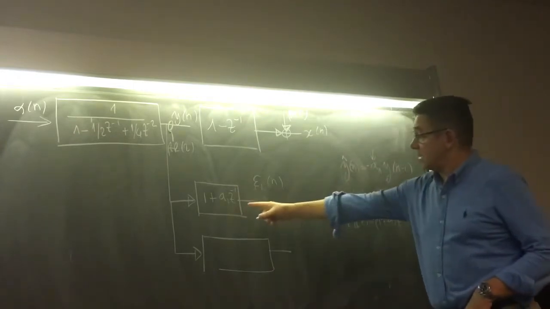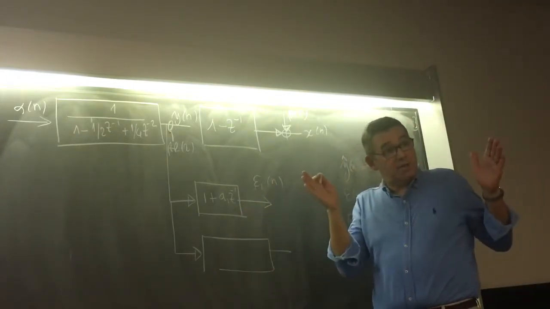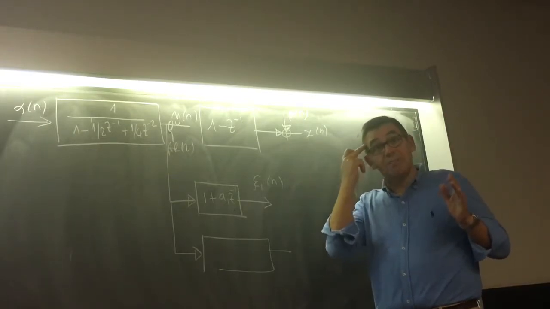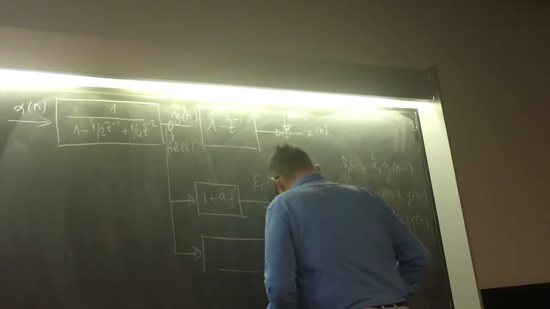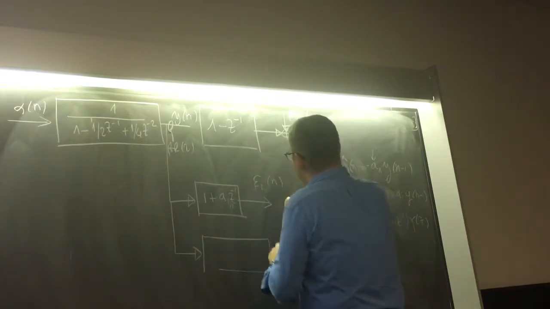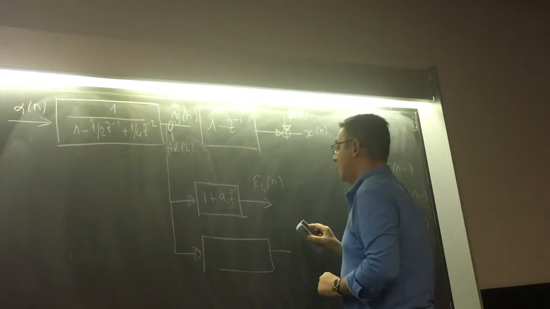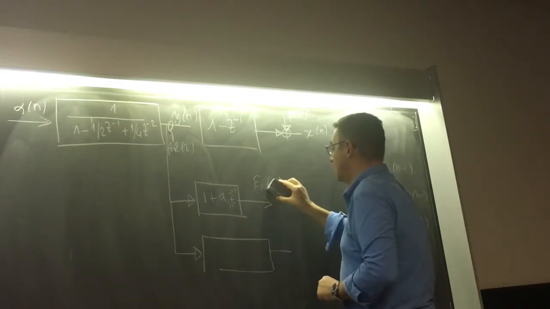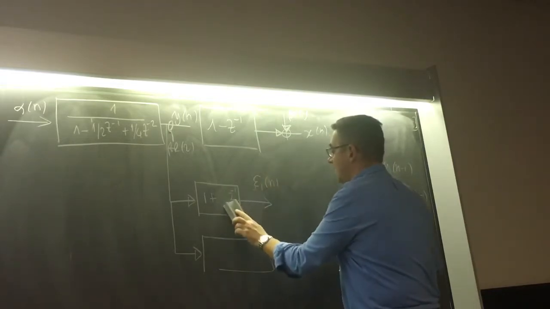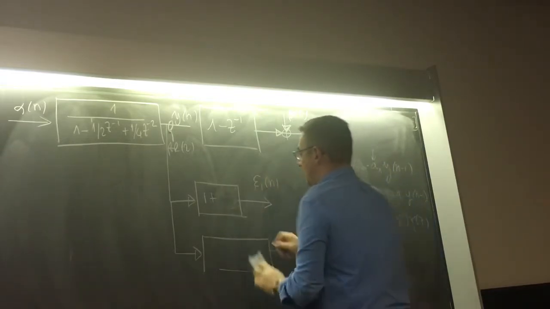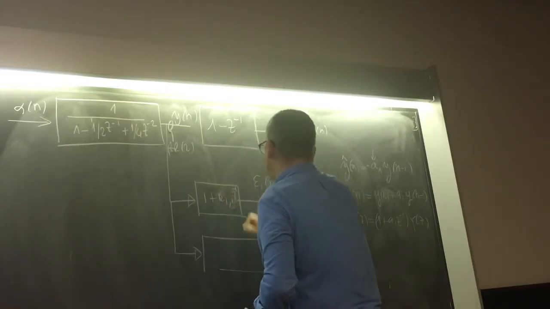Now, since the length of this linear predictor is 1, just as a mnemonic, I put a comma 1. This is the error of the linear predictor of length 1. Here I have 1, and here a1,1 z to the minus 1.